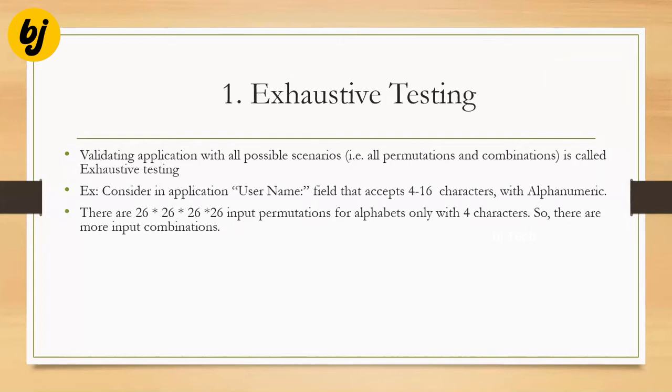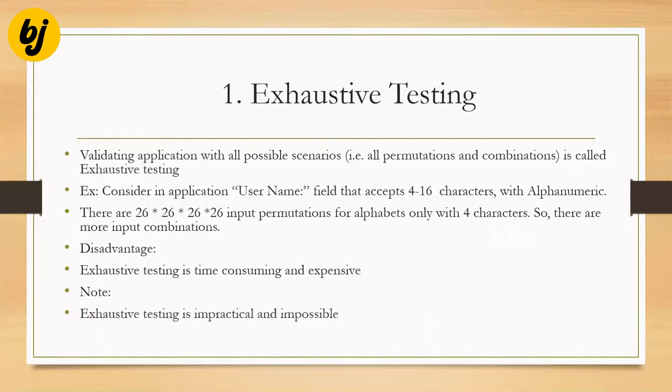Now if you want to test different combinations from 4 to 60 characters, you will have a huge amount of data. So these values you want to use to test your username box. What will happen is it will take more time and it is expensive. There's a problem. If I go for exhaustive testing, exhaustive testing is time consuming and expensive. Expensive means it will take more than the development cost, which is not preferable. Exhaustive testing is impractical and impossible.